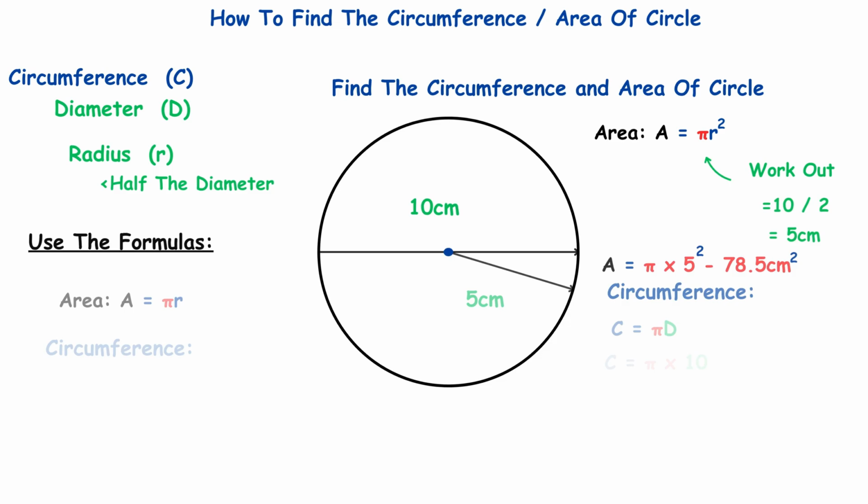Lastly, for the circumference, we can use either formula because we now know both the radius and the diameter. However, to keep it simple, let us use the formula involving the diameter. So circumference equals pi times 10, which equals approximately 31.4 centimeters.